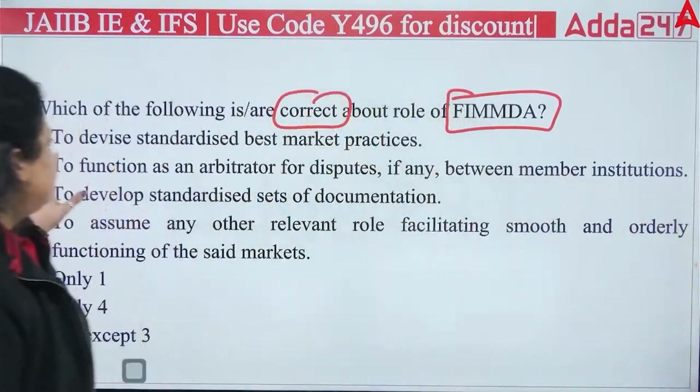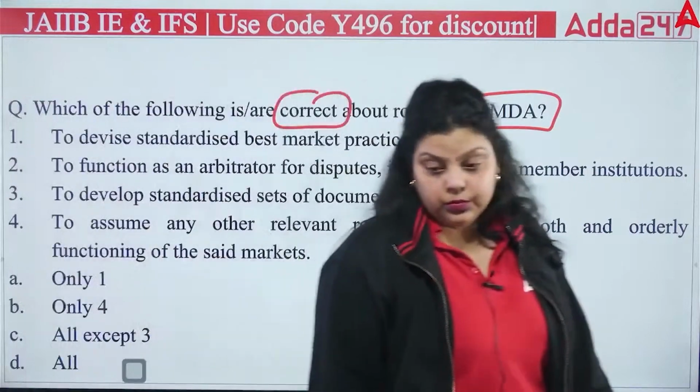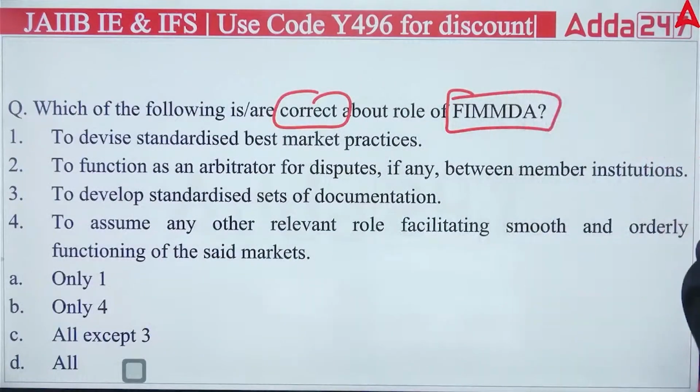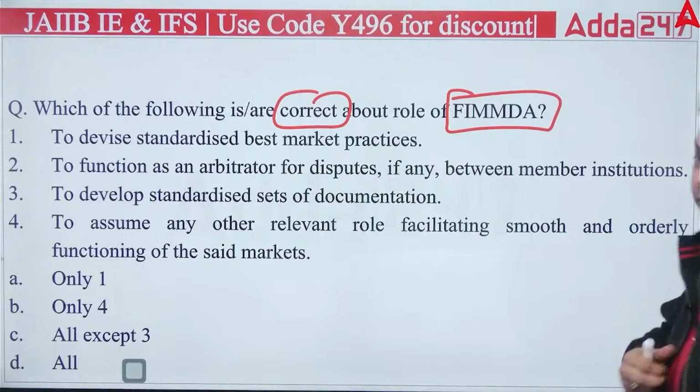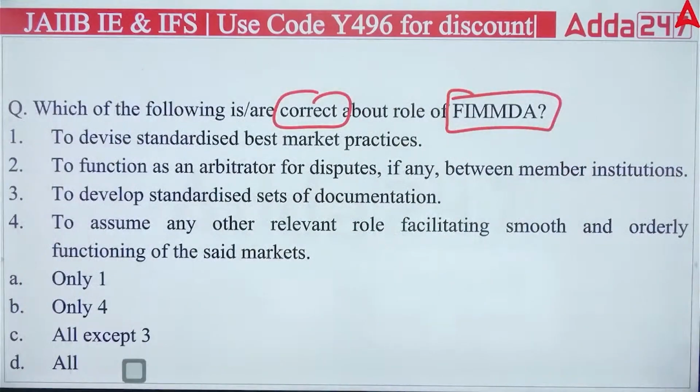So here it is saying, which of the following are correct about the role of FIMMDA. First is saying to diverse standardized best market practices. Second, to function as an arbitrator for disputes, if any, between member institutions. Third, to develop a standardized set of documents. Fourth, to assume any other relevant role facilitating smooth and orderly functioning of the said market. So now you have to answer which of the following is correct here. A, B, C or D?